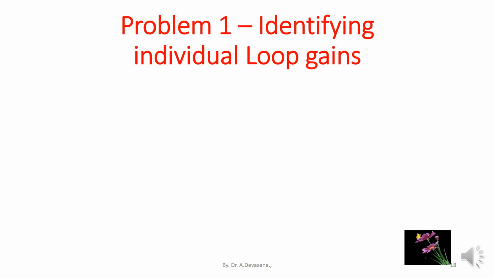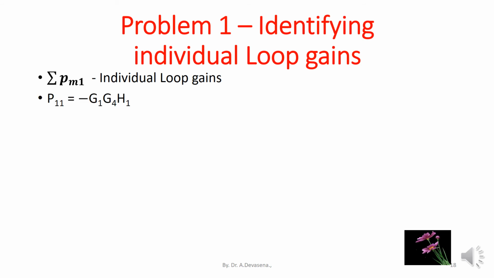Identifying individual loop gains for this problem. Sum of P suffix m1, that is, the individual loop gains. P suffix 11 is equal to minus G1 G4 H1. This loop is indicated here.